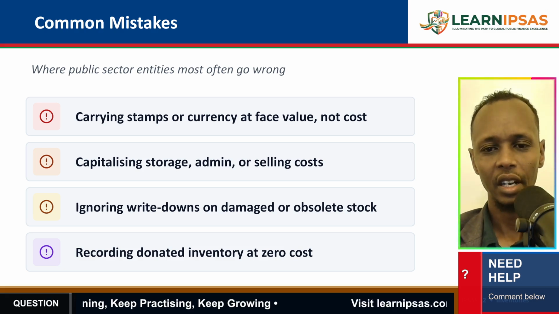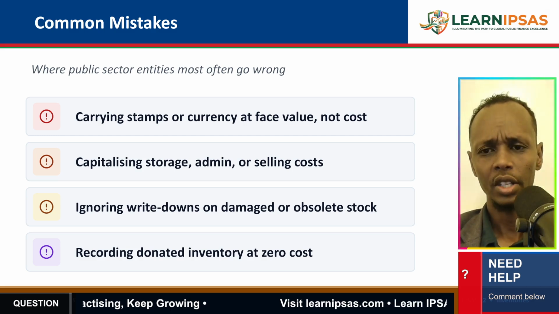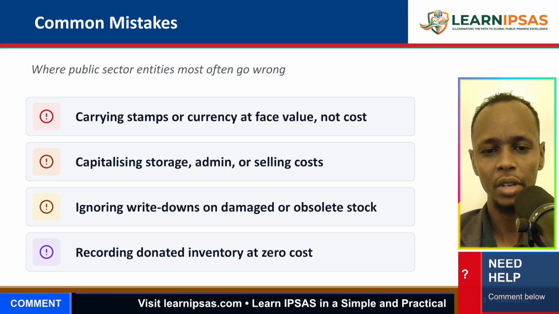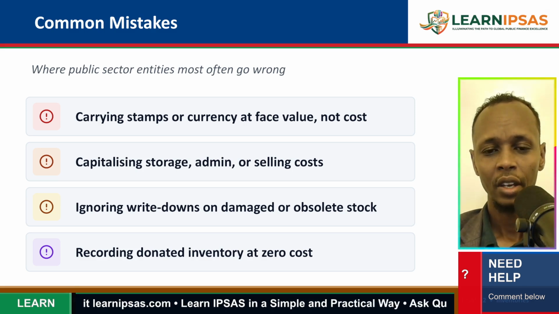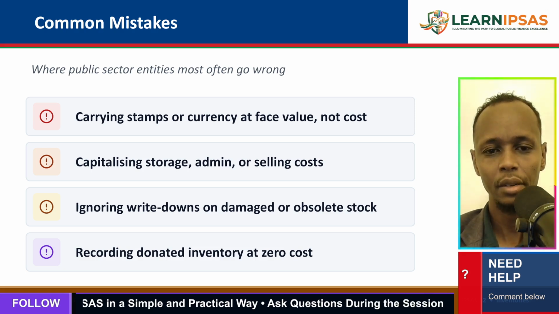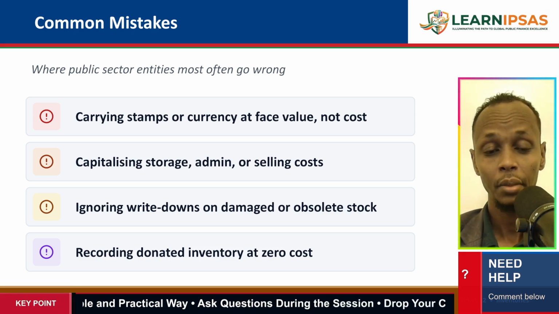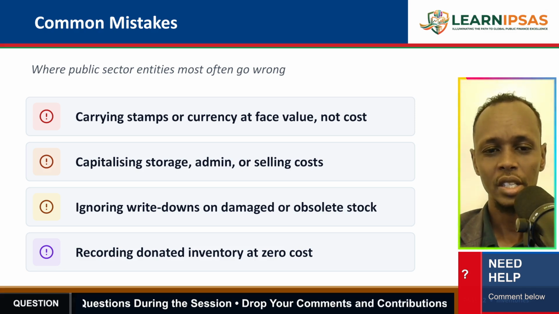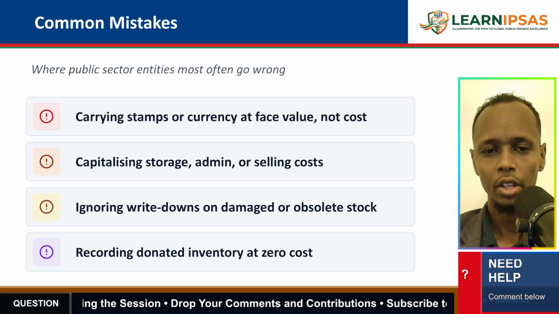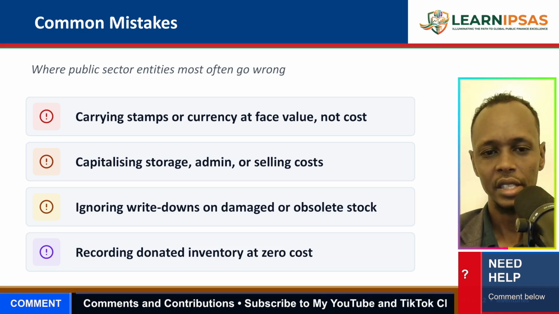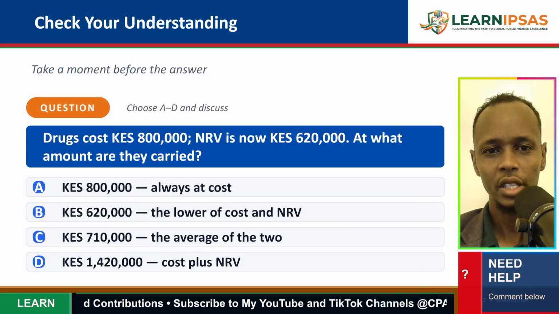Recording donated assets at zero. Why do you record at zero? IPSAS guides us to go back to the market and check for a similar item in a similar economic condition, compare the two and say this is the price you will get for a similar item. And sometimes if that is not available in the market, then you can seek professional help, so they will help you to value your assets. So those are the common mistakes.